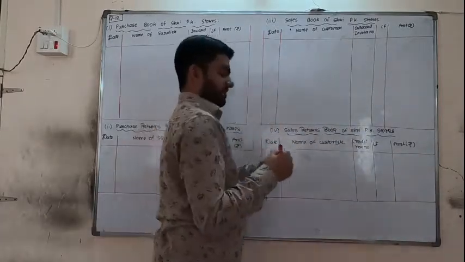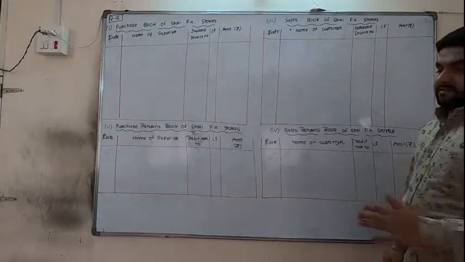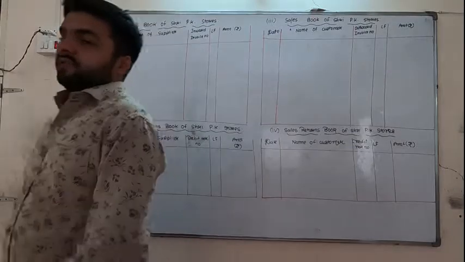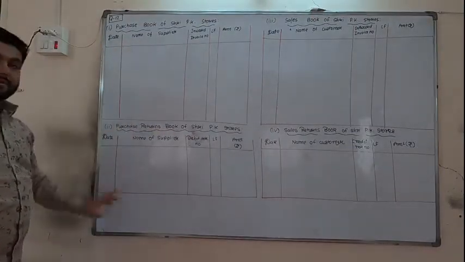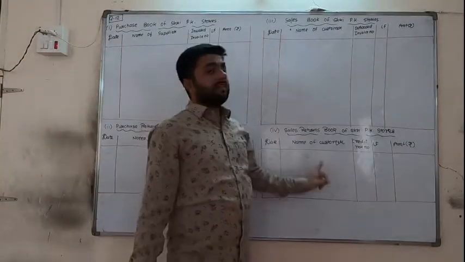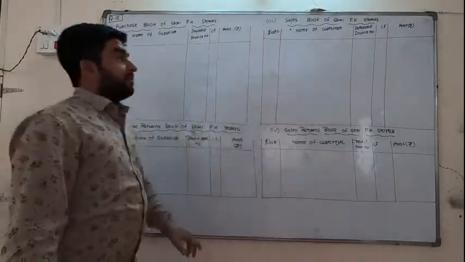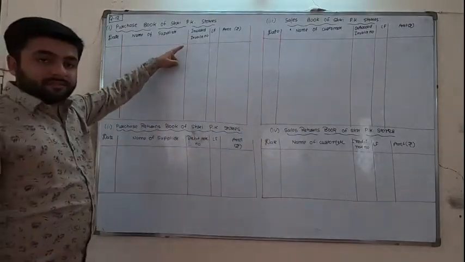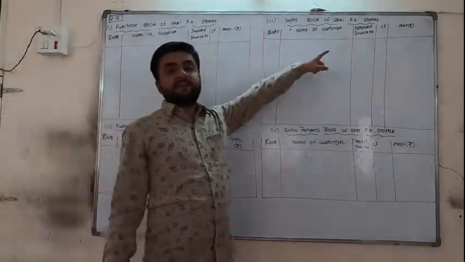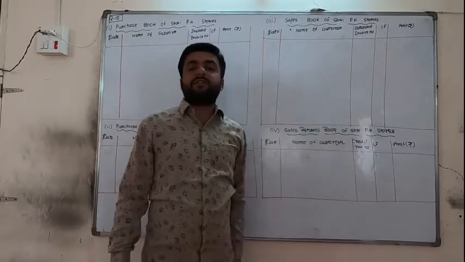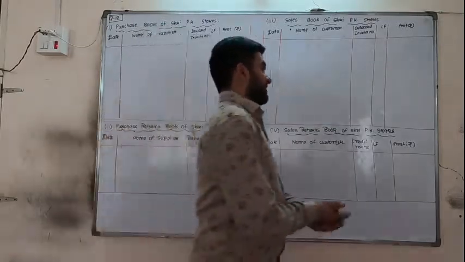Now it is the time to start. But first remember, as we are now at the ending of the chapter: for purchase and purchase returns, name of supplier. For sales and sales returns, name of customer. For purchase, inward invoice number. For purchase returns, debit note number. For sales, outward invoice number. For sales returns, credit note number. Now we are starting the sum.